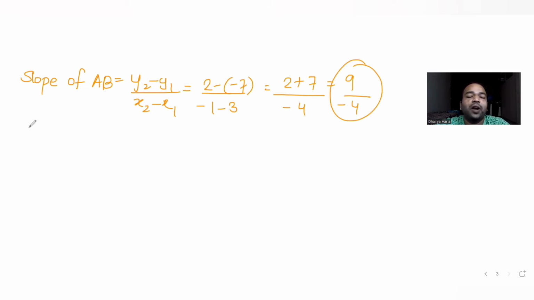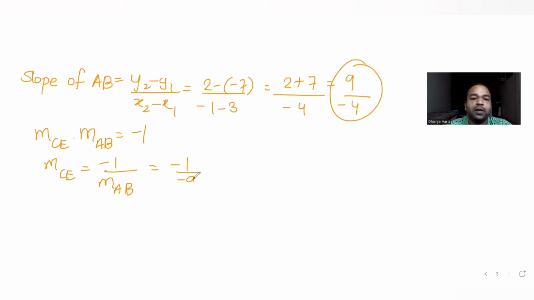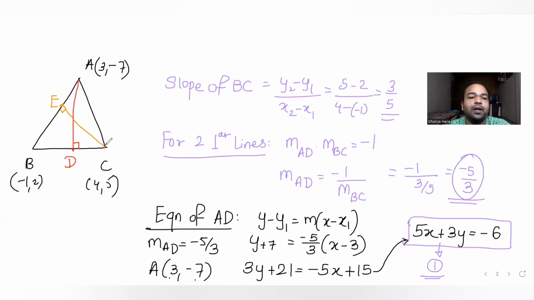Now if I want to find the slope of CE, we know it is perpendicular to AB. So the product of the slopes is minus 1 again, because these are two perpendicular lines. So the slope of CE becomes the negative reciprocal of AB. That is minus 1 upon minus 9 by 4, which is 4 by 9, because minus and minus cancel. So you get the slope of CE, that is the second altitude, as 4 by 9.